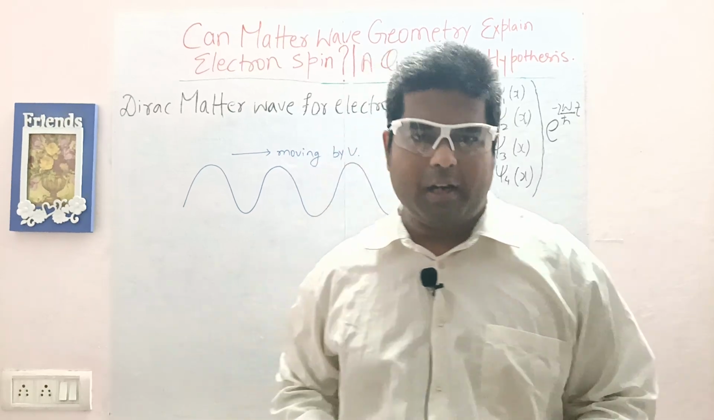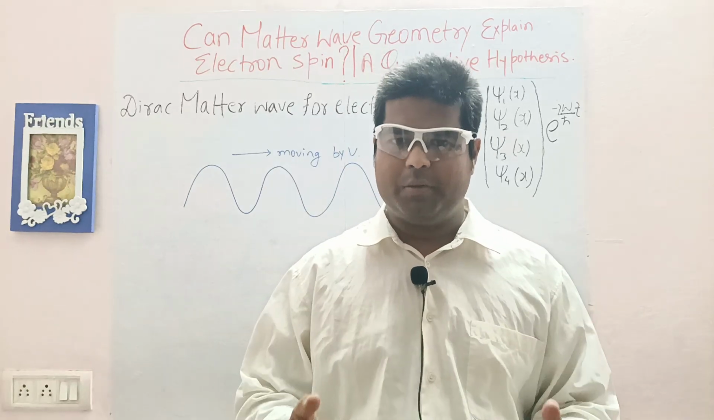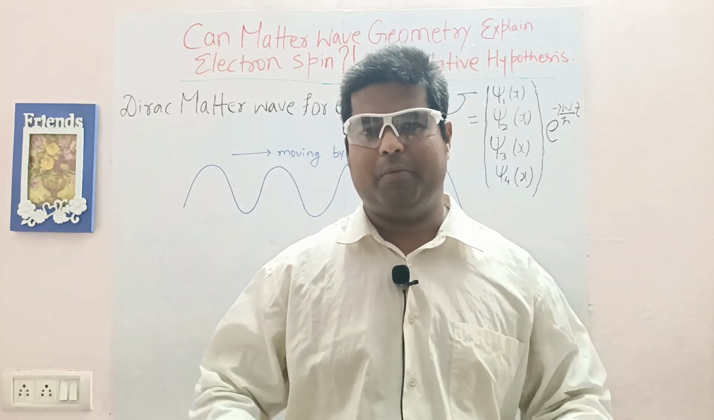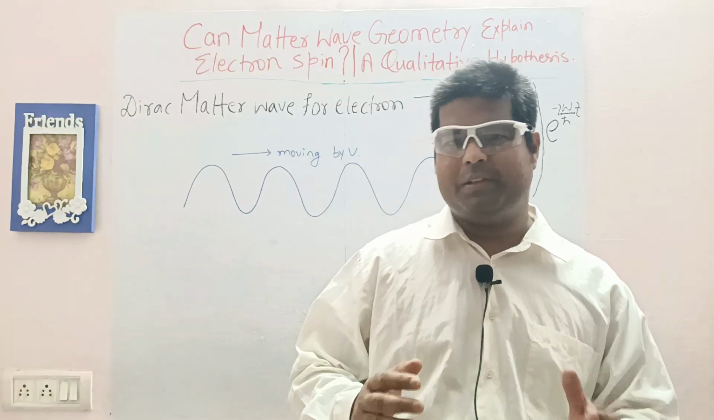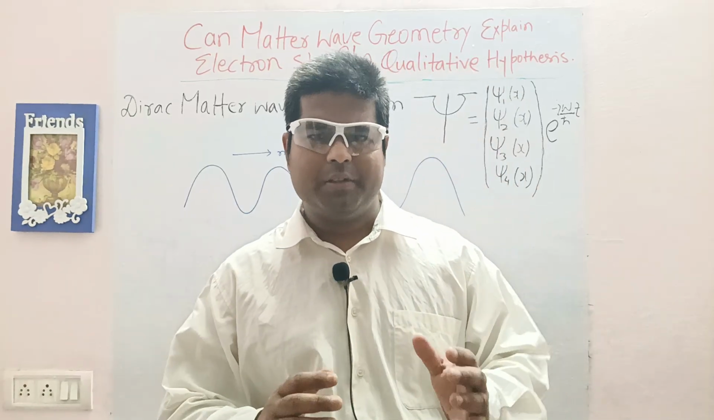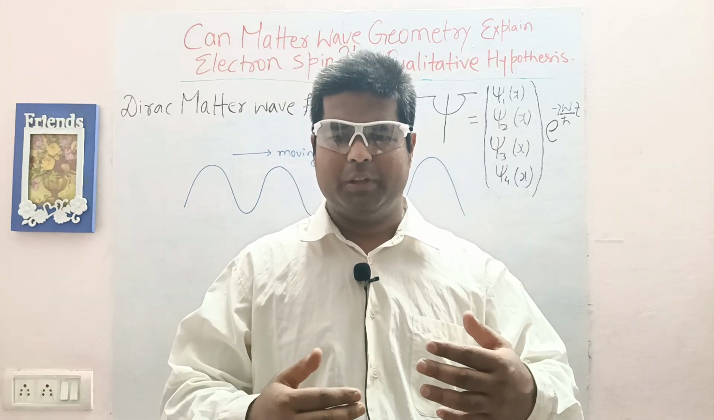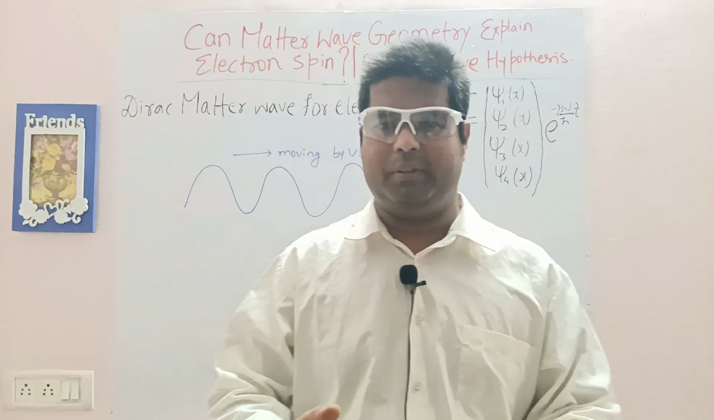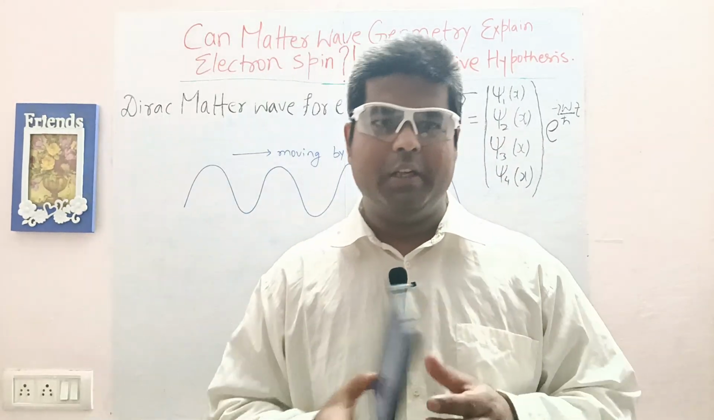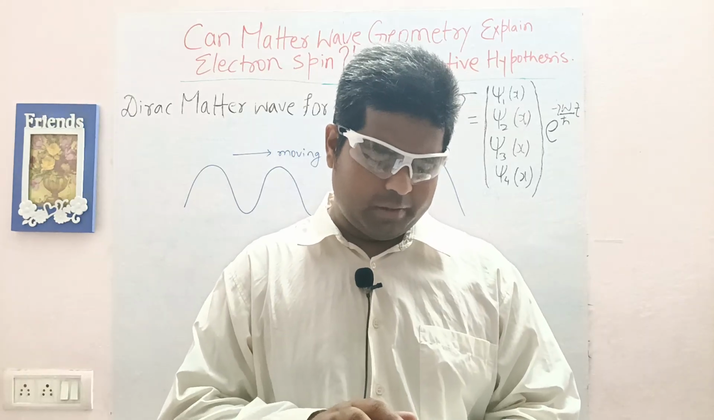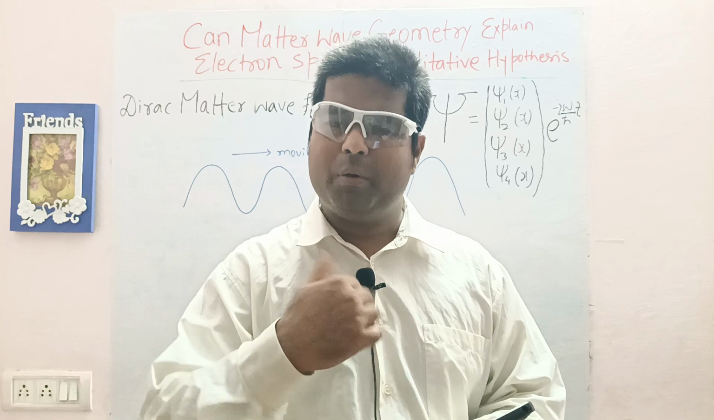Dear friends, I'm going to explain here my own works based on what is electron spin, why electron spin is 1 by 2, and what is the relativistic origin, meaning what is the Dirac 4-component amplitude in the matter wave function. I had already made 2 videos over this, on what is electron spin and why does electron have a spin 1 by 2, and uploaded them on my channel.